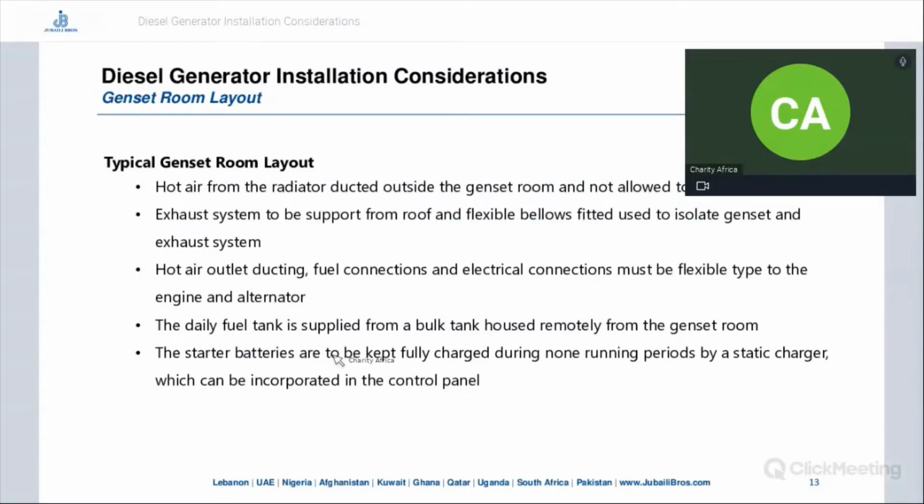The typical genset room layout. Hot air from the radiator is ducted outside the genset room, and it must not be allowed to recirculate. The exhaust system is to be supported from the roof, and flexible bellows are fitted to isolate the genset and exhaust system. Hot air outlet ducting, fuel connections, and electrical connections must be of flexible type to the engine and alternator. The daily fuel tank is supplied from a bulk tank housed remotely from the genset room. The starter batteries are to be kept fully charged during non-running periods by a static charger, which can be incorporated in the control panel.